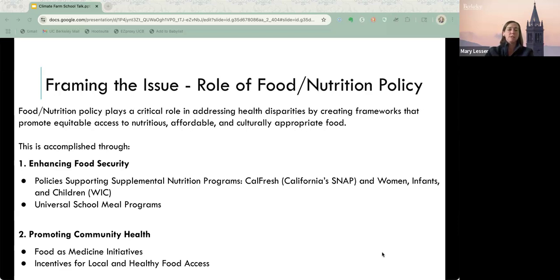So programs like, for anybody who has ever heard of CalFresh, also known nationally as SNAP, or the Supplemental Nutrition Assistance Program, as well as WIC, Women, Infants, and Children, are policy and federal programs that help provide targeted assistance to low income families. And this really helps reduce the barriers to accessing healthy foods.